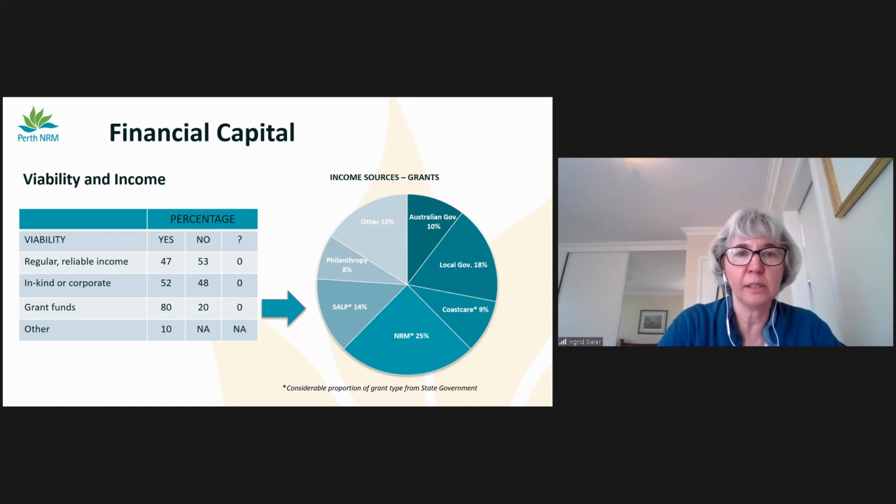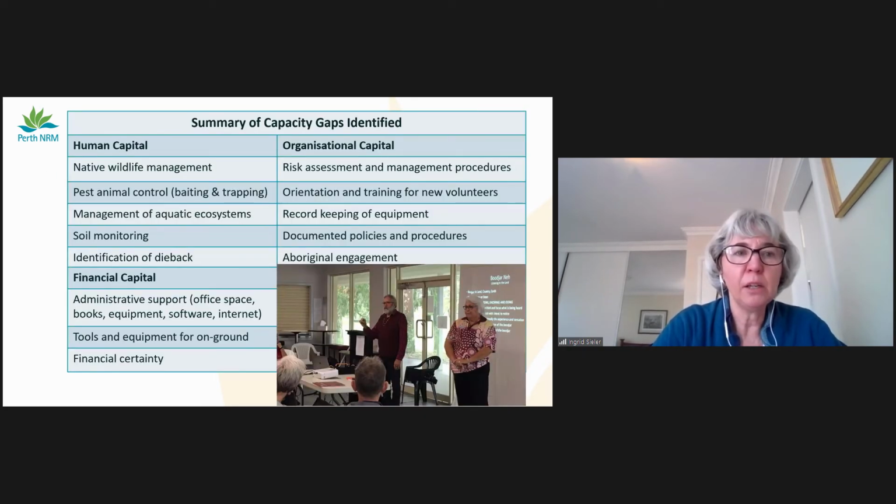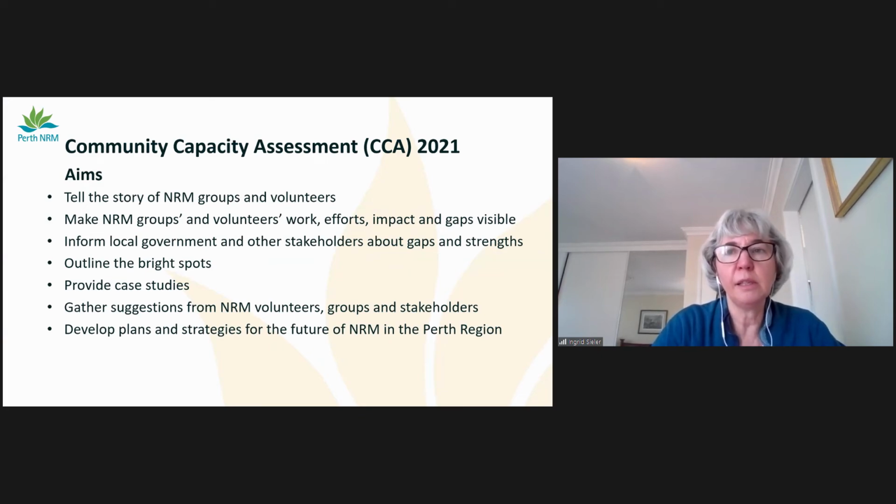So just in closing, I wanted to reiterate the amount of work that the groups do, the hours that they put in. And what we're doing now is working with them to address some of these capacity gaps that have been identified, and to plan how we're going to use this information from the past, but through the new community capacity assessment as well, to develop plans and strategies for the future of natural resource management in the Perth region. Thanks, Andrew.